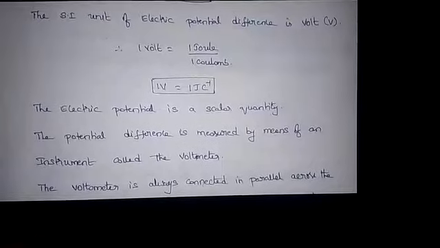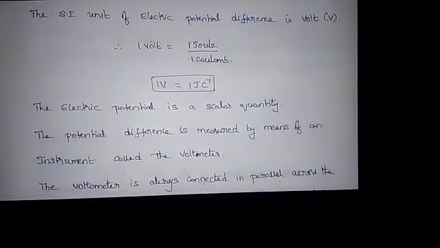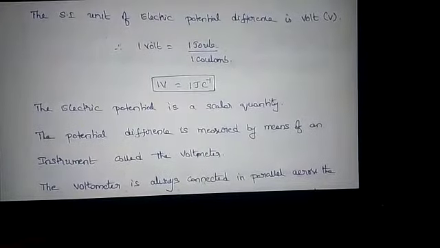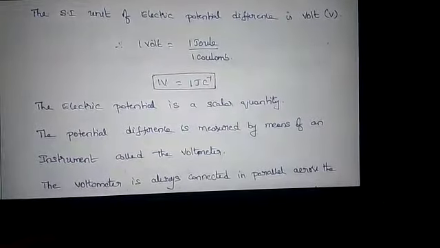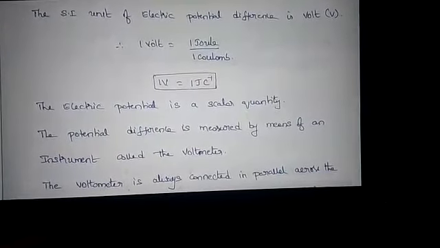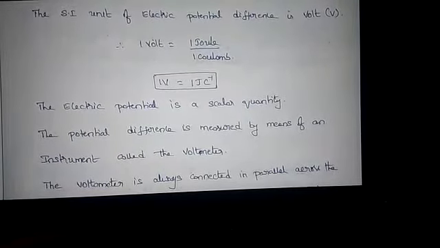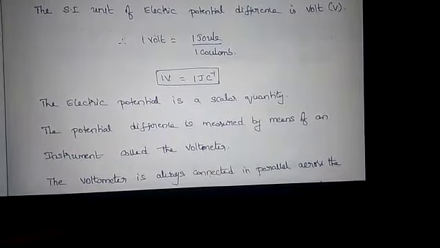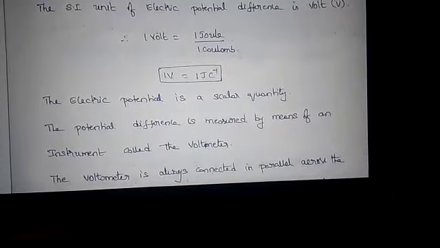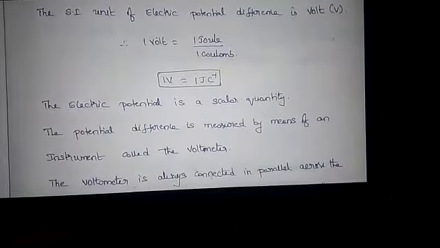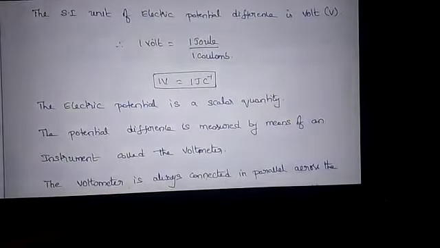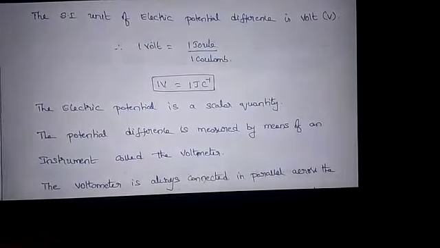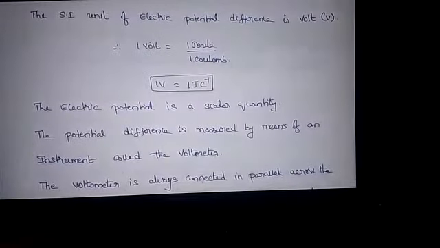The SI unit of electric potential difference is the volt. Volta was an Italian scientist, and that's why his name is used as the unit of electric potential. 1 volt equals 1 joule by 1 coulomb. How do we get this? V equals W by Q. W means work done, that is energy, and its unit is joule. Q means charge, and its unit is coulomb. So 1 volt equals 1 joule by 1 coulomb.